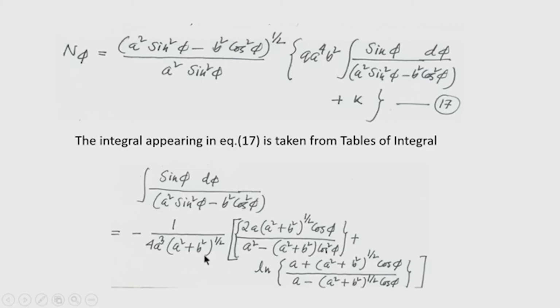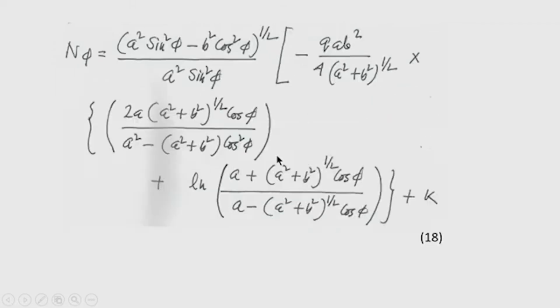Okay. So, these have to be substituted now in equation 17. After substituting, we get n phi equal to (s square sin square phi minus b square cos square phi) divided by s square sin square phi, and the numerator has to be under the square root here, into minus q a b square divided by 4 (s square plus b square) to the power half, into this factor, which has to be multiplied by this quantity.